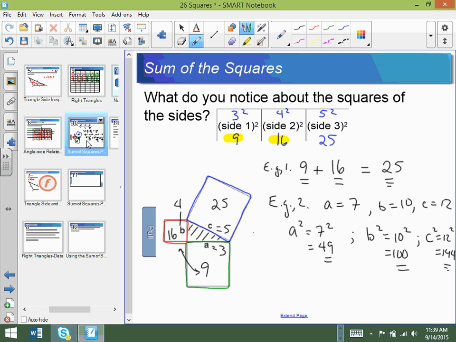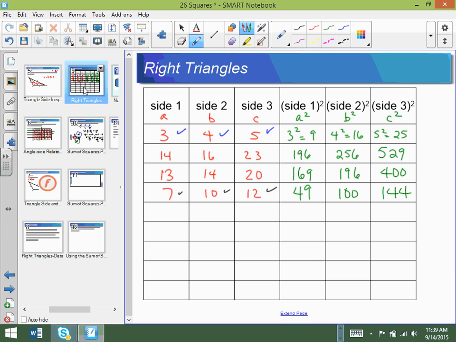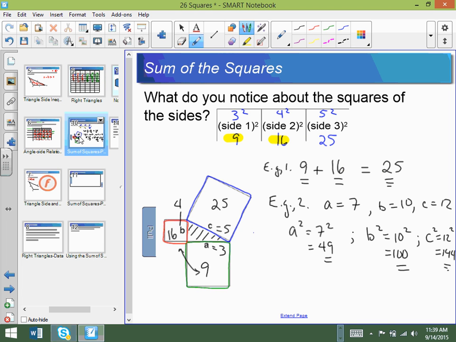Okay. I'm just going to double check those measurements here, make sure I'm doing okay. Yeah, we're good. So let's try that out. Let's add them up. So I want to take the square of A and add it to the square of B. So that gives me 49 plus 100. That's 149. And C squared is 144.